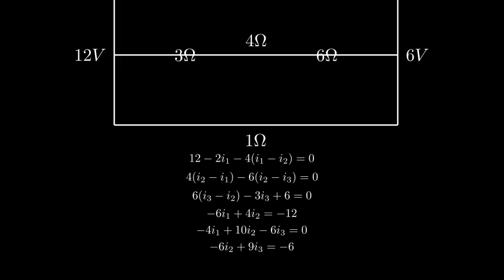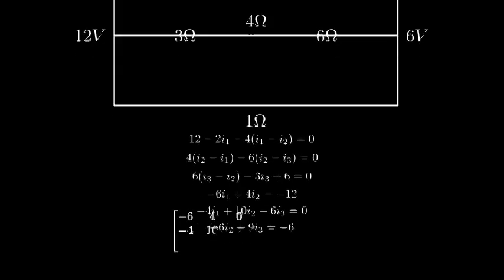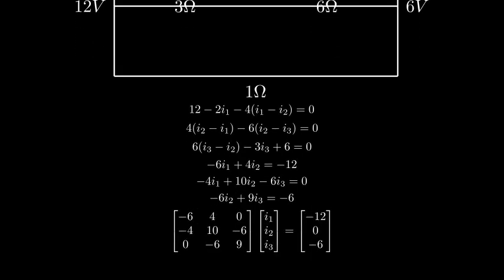These three equations can now be solved using matrix methods or substitution to find the values of I1, I2, and I3. In matrix form, we have negative 6, 4, 0, negative 4, 10, negative 6, and 0, negative 6, 9, multiplied by I1, I2, I3 equals negative 12, 0, negative 6.